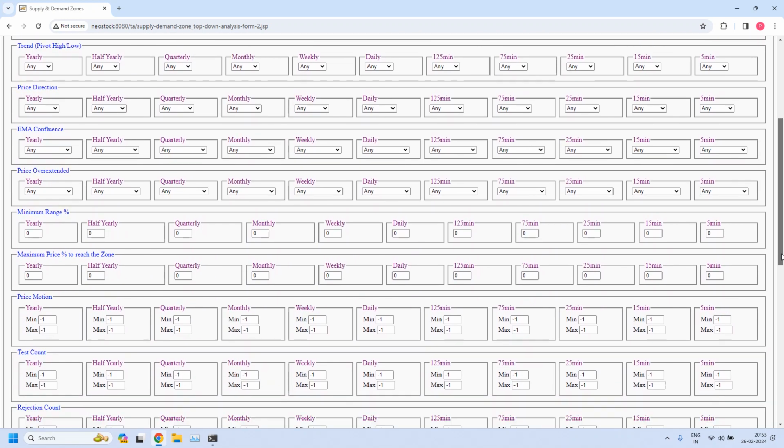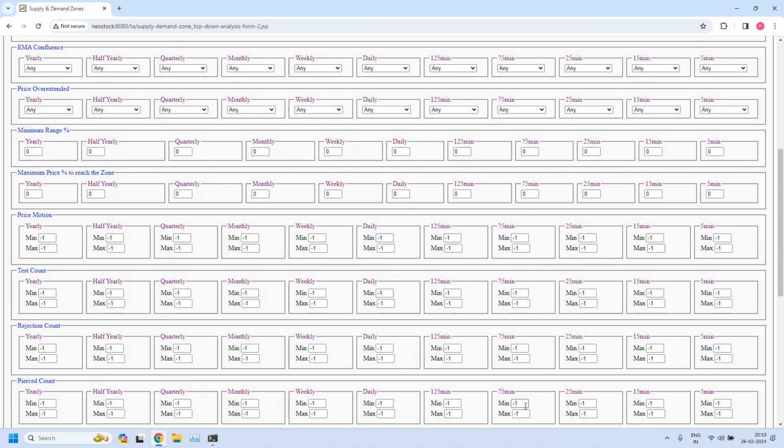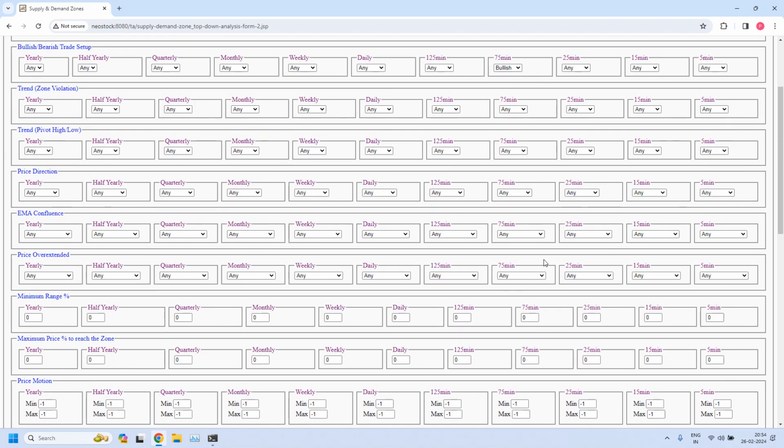The first filter we have to set: we don't want pierced zones. So at 75 minutes, I am setting pierced count 0. This is the first. Second parameter, reward: let us look for a minimum 2% reward. That is 75 minutes demand zone to 75 minutes supply zone or all-time high, minimum 2%, maximum can be anything. So for that minimum reward, we have to use minimum range percent. At 75 minutes time frame, I am setting the value 2, minimum 2%.